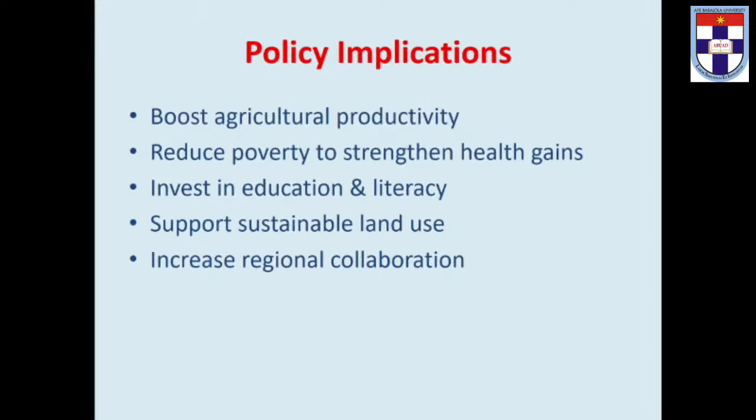Policy recommendations. Based on these findings, the following actions are important. Increase agricultural productivity through better technology and support. Reduce poverty so that people can enjoy better health outcomes. Invest in education and literacy, which support food production. Use land more efficiently and sustainably. Encourage regional cooperation since the factors differ by region.